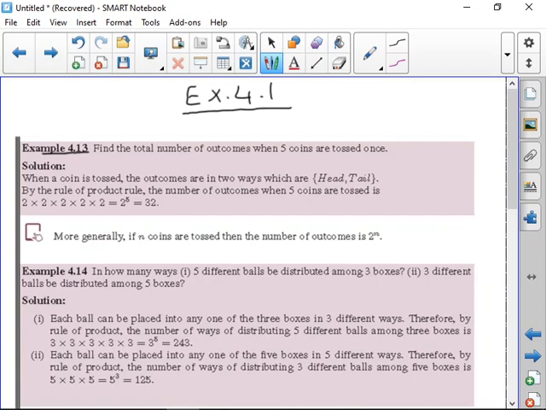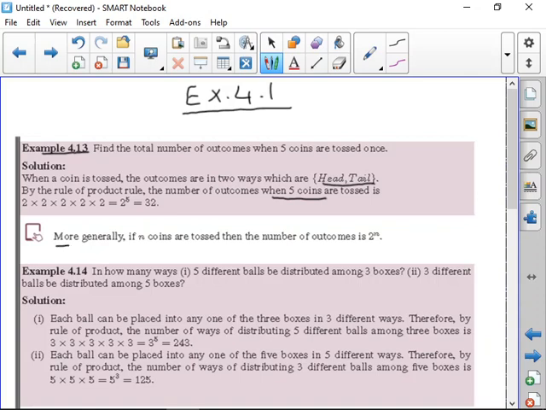You know when you toss a coin, the outcome is head or tail. We have only two outcomes. Either you will get a head or a tail. So, by the product rule, when 5 coins are tossed, the number of outcomes is 2 into 2 into 2 into 2 into 2. 5 times we write 2 because we have only 2 possibilities, either head or tail. So we have 2 power 5, which is equal to 32.